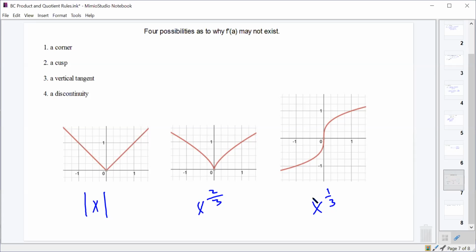The corner, cusp, vertical tangent, or a discontinuity are the reasons why a derivative might not exist. So make sure you remember that and how to get these different things. And in fact, we're going to deal a lot with the cusps this year, especially when we start talking about polar functions. Same with some vertical tangent lines with polar and parametric functions. We'll see those a little bit more often. So be prepared for that.